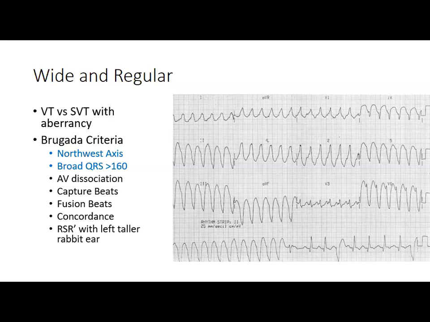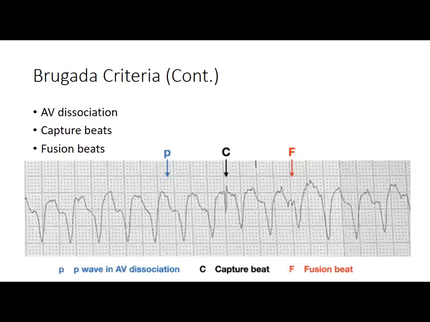Basically, a diseased myocardium that's more likely to cause VT is going to be the one that has the widest QRS. The other things that are part of the Brugada criteria are things like AV dissociation, capture beats, and fusion beats. These are hard to see, but they really do help when you do see them. A capture beat is something that's really nice to see in VT because it's pretty reliable.